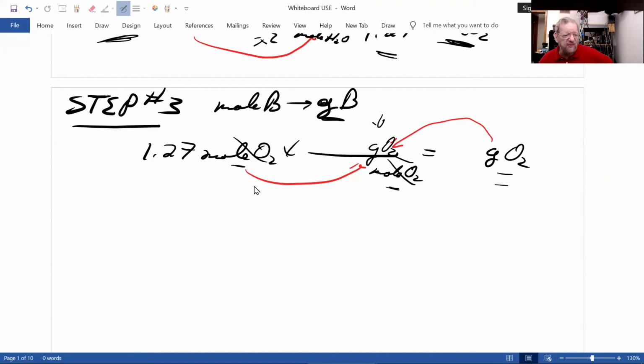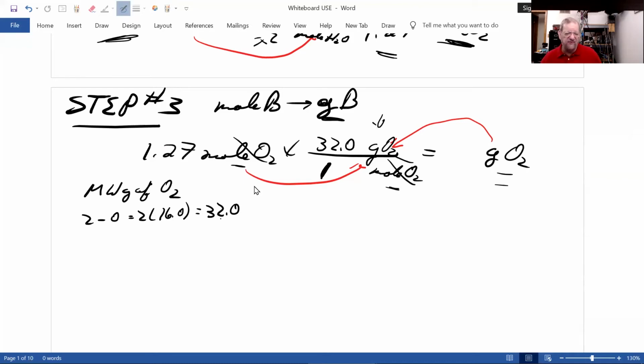And what's the molecular weight in grams of oxygen? Well, I've got two oxygen atoms, each one to three significant figures, 16.0. I'm going to do the math in my head. Hopefully I got it right. That's 32.0. So for every 1 mole of oxygen, there's 32.0 grams of oxygen. And now if we look at this, we have three significant figures. The one is an exact number. Our answer should have three significant figures and our units cancel out.